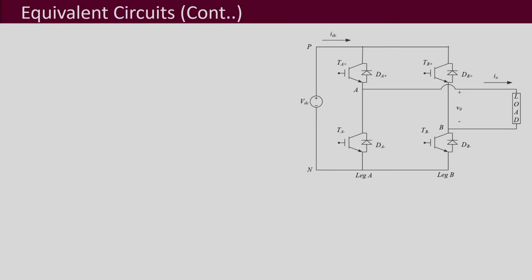Now, let us look into the third switching combination, which is both the upper switches being on, TA plus and TB plus. Now, in this case both of these upper two are turned on, so it will be like this, right. So, accordingly we draw the equivalent circuit.